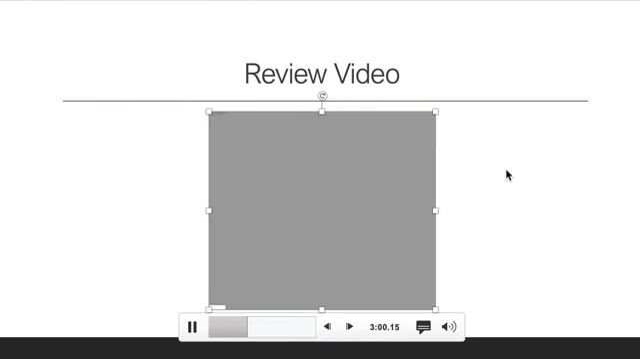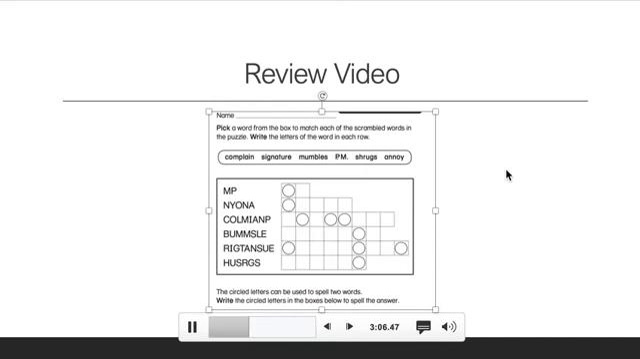Next page is page 455, and you're going to work with some high frequency words here. So here are the high frequency words. That's your word box. So pick a word from the box to match each of the scrambled words in the puzzle. And then write the letters of the word in each row.